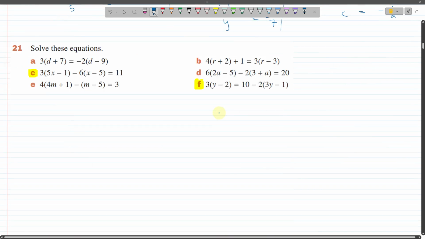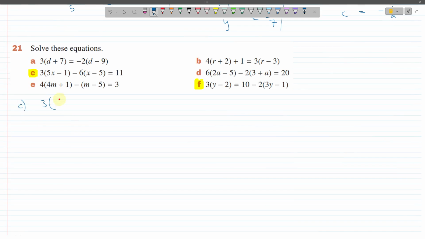Okay, moving on. 21. Solve these equations. Okay, so let's do c. We have 3 open bracket 5x minus 1 close bracket minus 6 open bracket x minus 5 close bracket equals 1. Let's expand everything. 3 times 5x is 15x. 3 times negative 1 is negative 3.